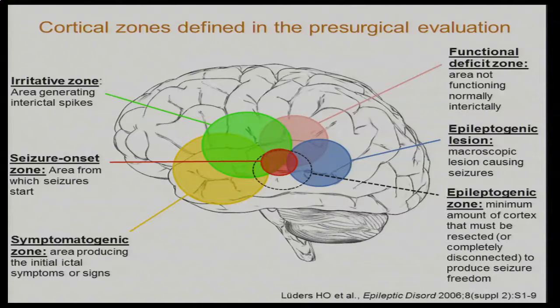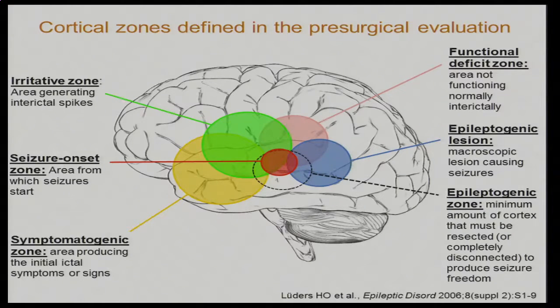The evaluation of a patient for surgery is not a straightforward process. It's quite complex. It relies on the definition of different regions in the brain. And these different regions are defined using different measures: electroencephalography, imaging, neurological examination, studying the semiology of a seizure. And from EEG, we can define what we call the irritative zone, which is the area producing this signature of epilepsy, which are spikes. This is a large area, as you can see here in green. It does overlap, but it doesn't overlap perfectly with the seizure onset zone, which is defined as the area from which seizures start on the EEG.